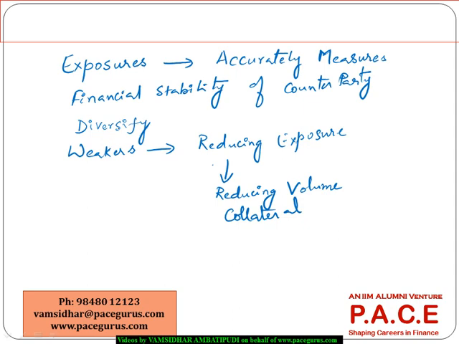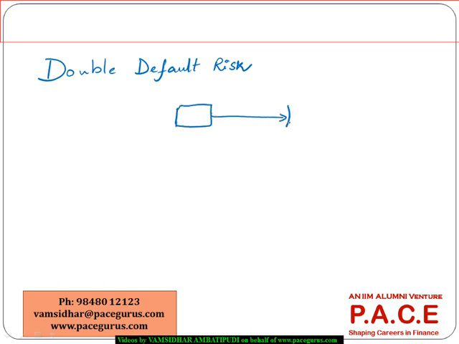But a few more interesting aspects come up along the lines of counterparty risk. It is worth understanding what we mean by double default risk, which is a very interesting extension to counterparty risk, wherein, let's say, in a typical CDS, you see this scenario. Okay, A has borrowed something from B.